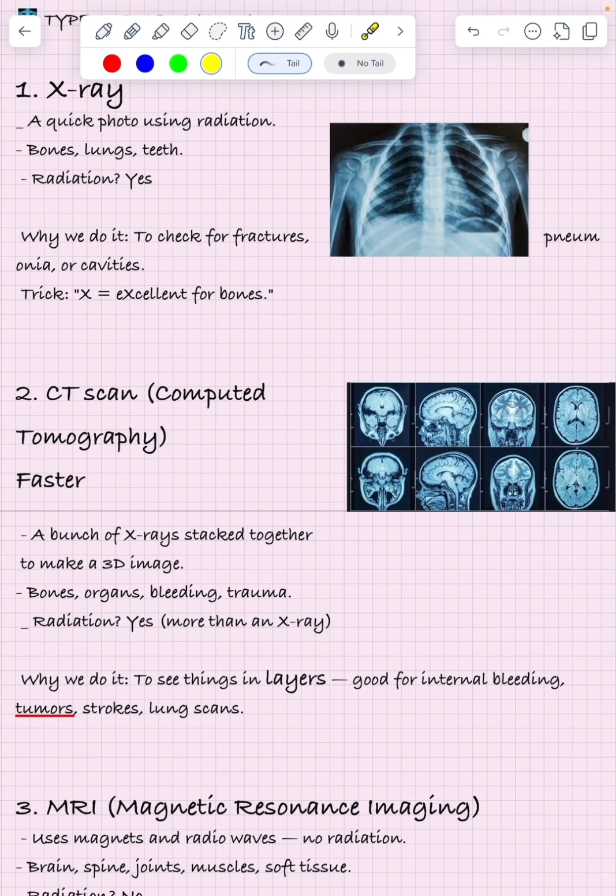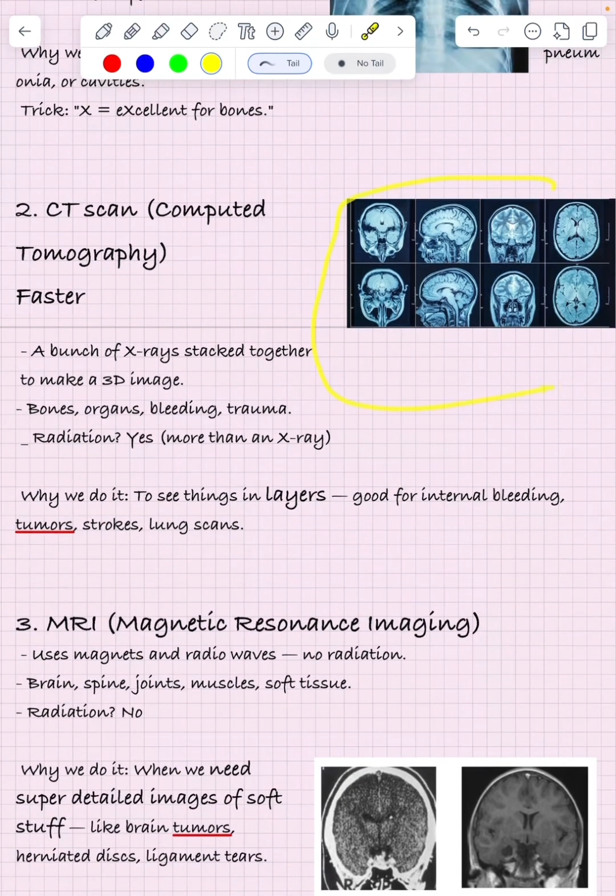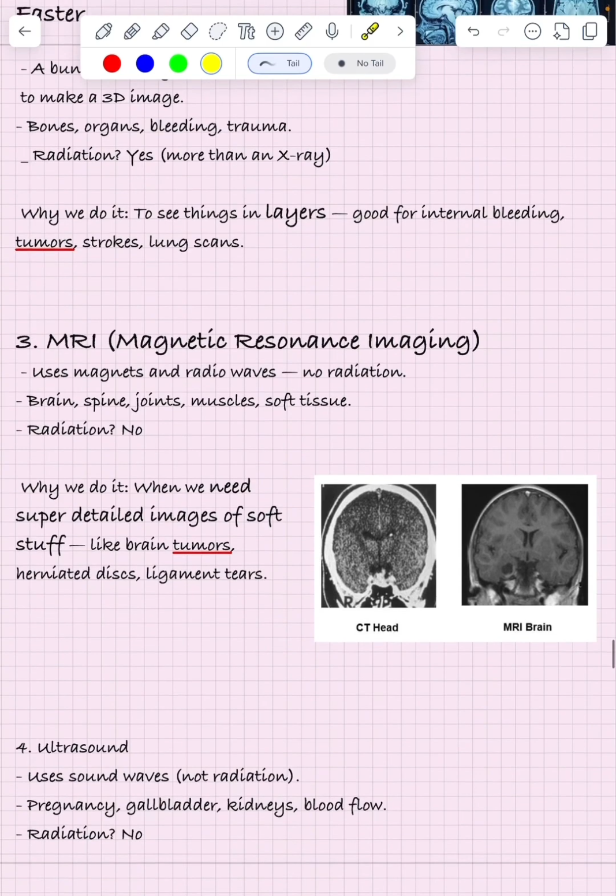The second is CT scan. It's way faster. It's a bunch of X-rays that are stacked together to make a 3D image. And we use CT scan to find if there's any internal bleeding, tumors, or strokes. The third is MRI. It uses magnets and radio waves, and there's no radiation present.